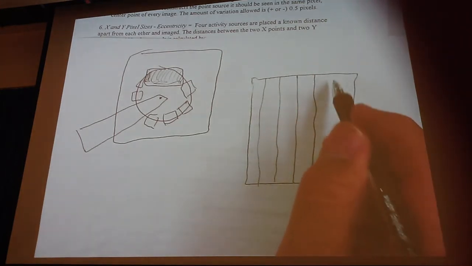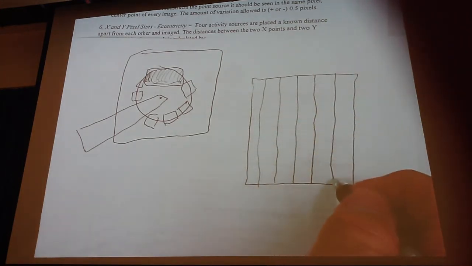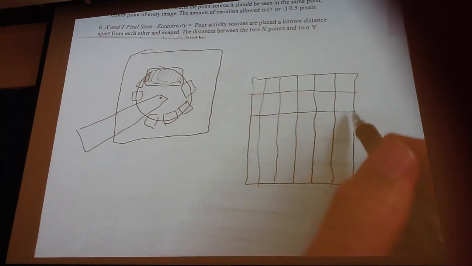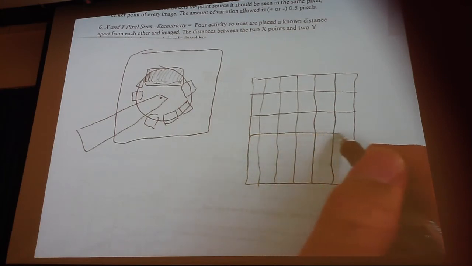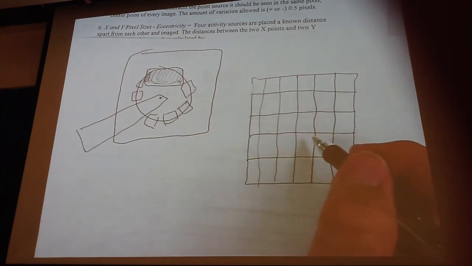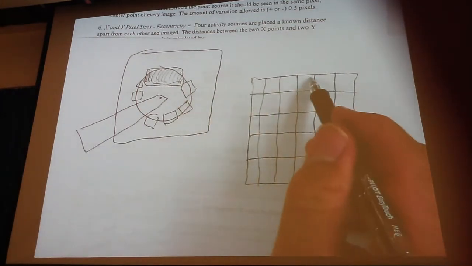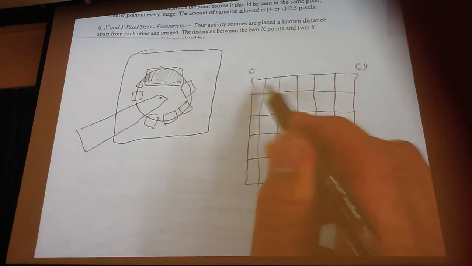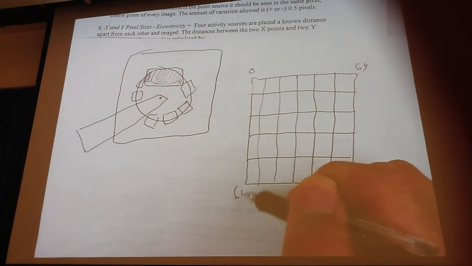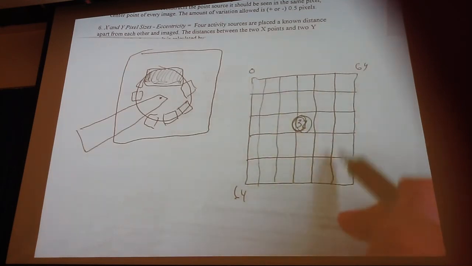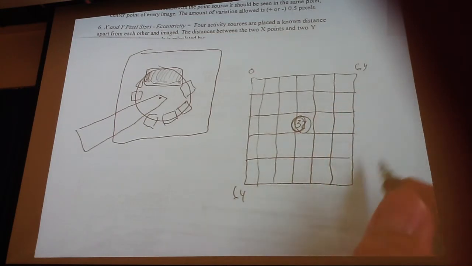Actually, where should it be if it's in the center of every image? Halfway. Okay, so what would that be? 32. Regardless of where you are looking at this thing, remember this is 0 to 64 over here, and 0 to 64 down here. So position 32, that's where my source of radiation should be, regardless of where I'm looking at it from. Okay?